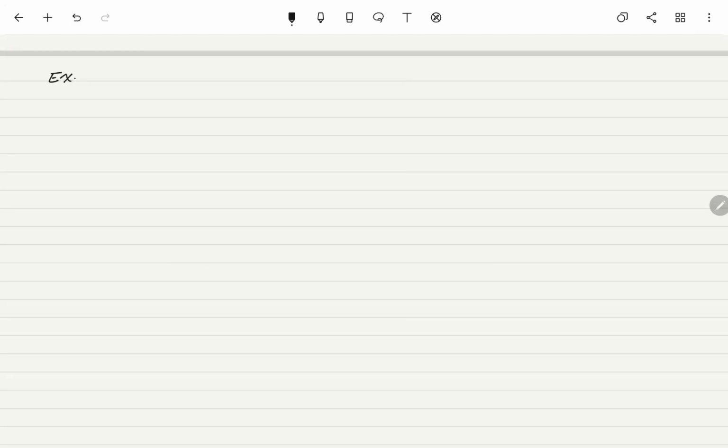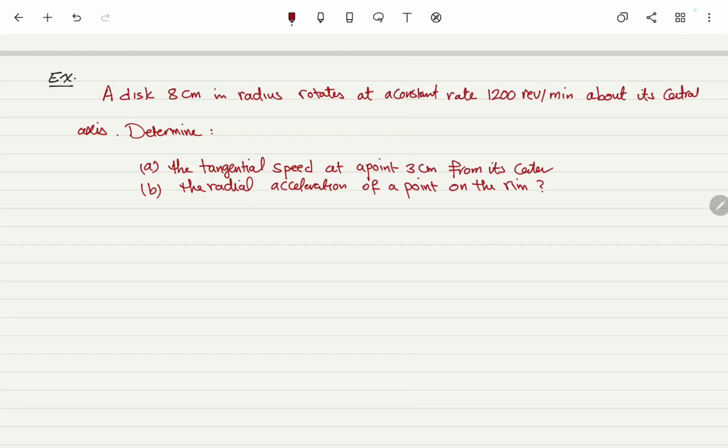Example: a disk 8 centimeters in radius rotates at a constant rate of 1200 revolutions per minute about its central axis. Determine the tangential speed at a point 3 centimeters from its center and the radial acceleration of a point on the rim. Now we need to calculate the tangential speed at a point 3 centimeters from its center, somewhere in here. So this one here, that's the point P that we need to calculate the tangential speed for.